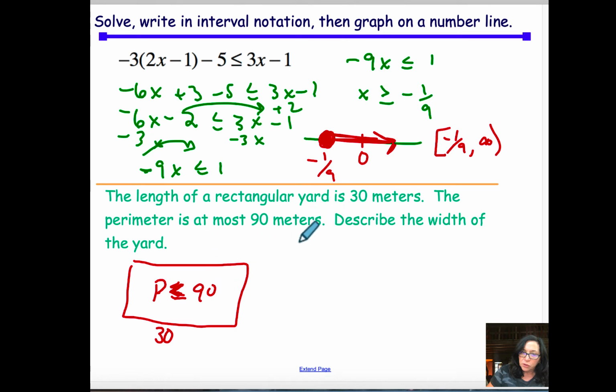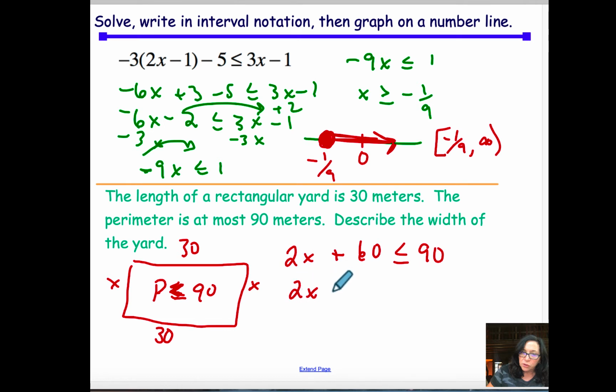Remember, perimeter is the length of all sides going around. So if this side was 30, this is 30. We're not quite sure what this side is. We want to find the actual width, which is the x value. So we have two of those x's, or two widths, plus two 30s, so 30 and 30 is 60, is less than or equal to 90, because it's at most, meaning it can't be more.